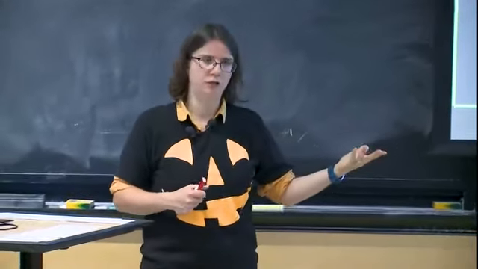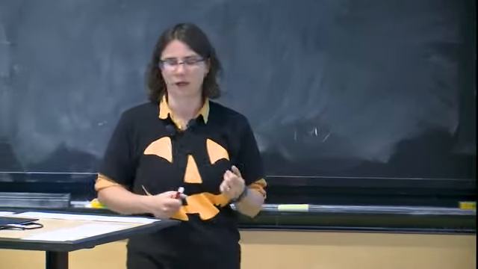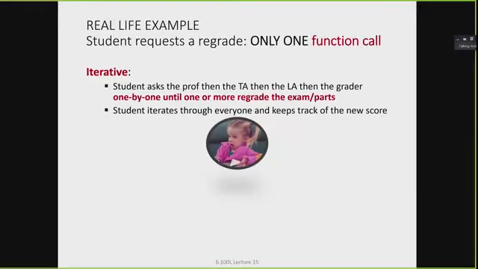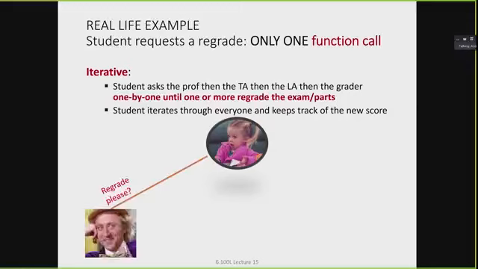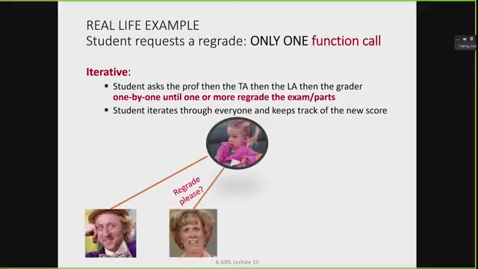In an iterative setting, we have basically one function call, right? Regrade, or whatever you want to call it. There's my student. How is the student going to iteratively get the regrade? Well, the student will be in charge of basically looping through each staff member, right? So the student goes to the instructor and says, can I have a regrade, please? Okay? The instructor may have graded one problem, maybe they didn't, but they will regrade the problem that maybe they were in charge of. Then the student will go to the next person on staff, the TA.